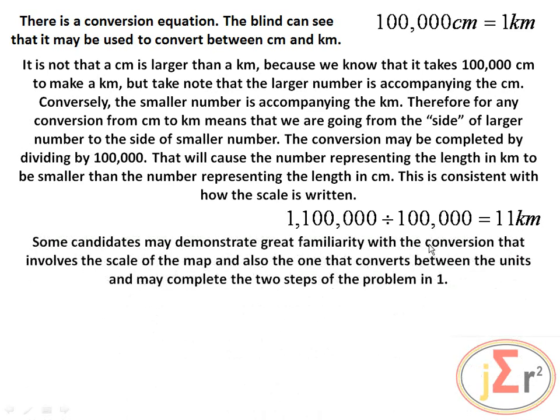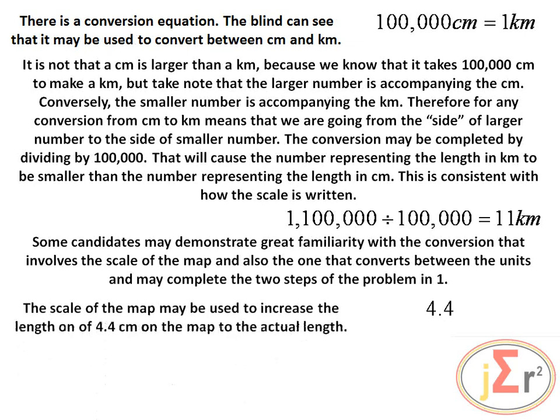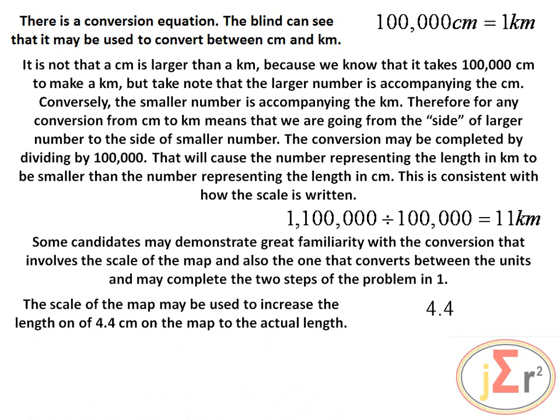Some candidates may demonstrate great familiarity with the conversion that involves the scale of the map, and also the one that converts between the units, and may complete the two steps of the problem in one. So there we have 4.4. They may do the two steps in one by saying the scale of the map may be used to increase the length of 4.4 centimeters on the map to the actual length. So let us use it to increase by multiplying by 250,000, which is what we have for the scale of the map.